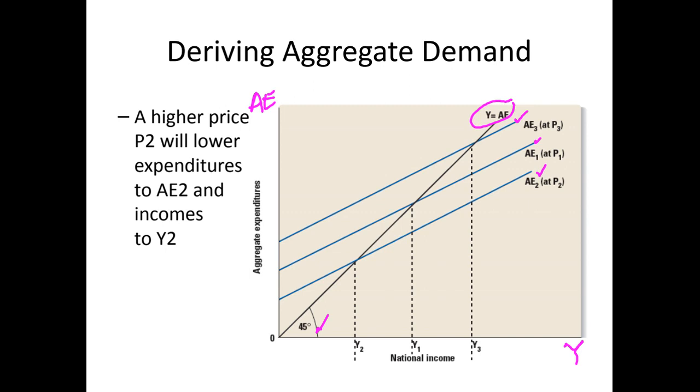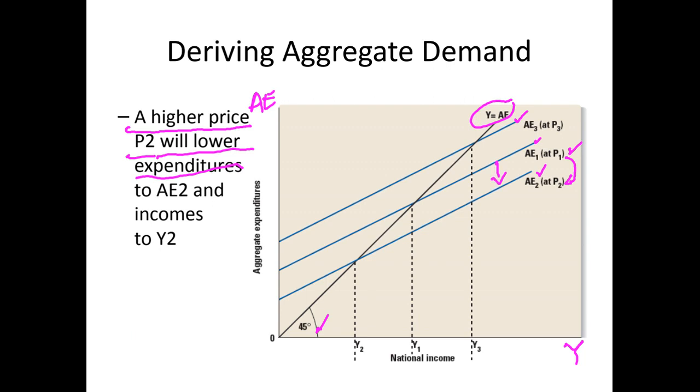So at AE1, price level is P1. Okay. Now read this. A higher price P2 will lower expenditures. Of course, when price increases, you are going to demand less. You are going to spend less. So if price increases from P1 to P2, notice aggregate expenditures curve will shift downward.